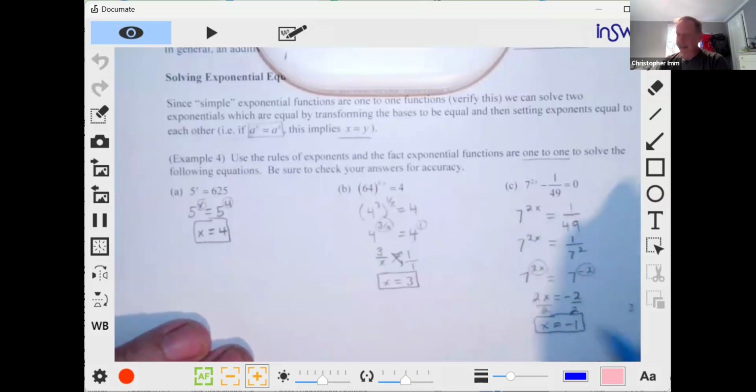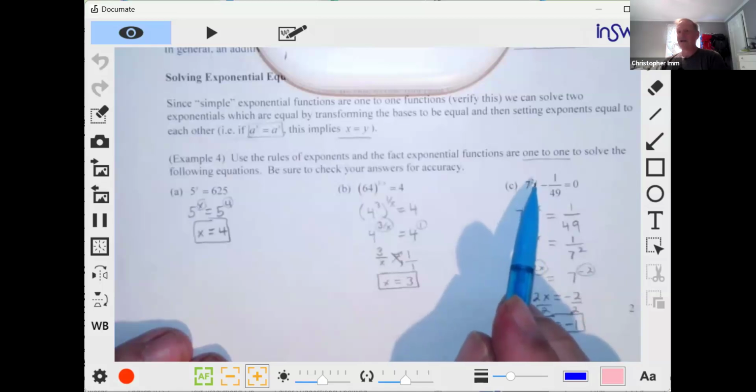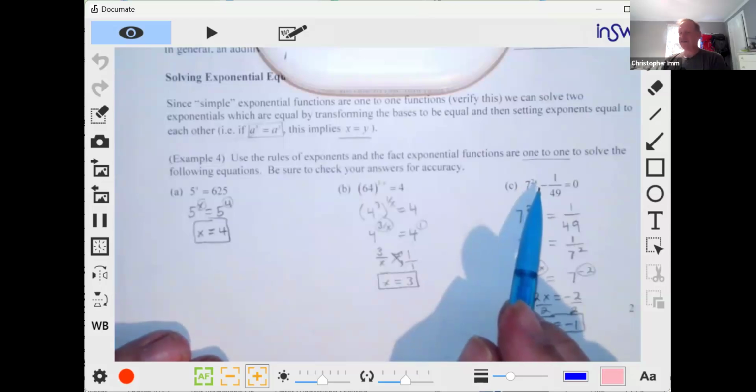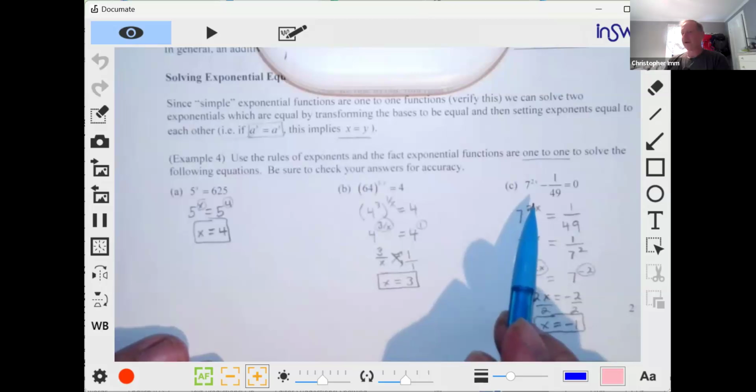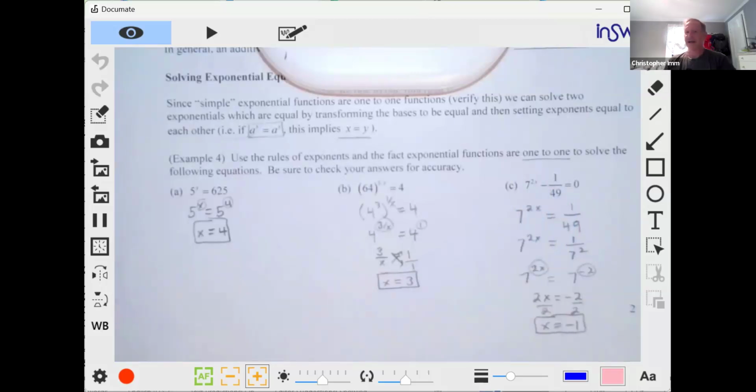And if I plug this back into the equation, I would get 7 to the 2 times -1, that's -2. 7 to the -2 flips to 1 over 7, squares it, 1/49, minus 1/49 is 0. So these should all check out. All right. So I hope this gives you a little more insight about exponential functions.